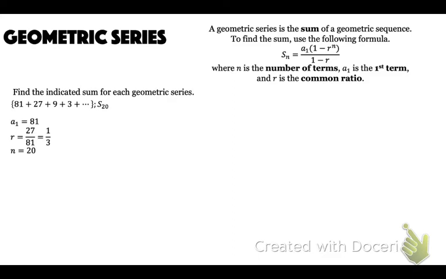Well, then we're just going to use the formula. So S sub 20 equals 81 times 1 minus 1/3 to the 20th power all over 1 minus 1/3, which I just use my calculator. You get 121.5. So that means if I add up all of the terms up to the 20th term, I'm going to end up with a sum of 121.5. Pretty neat.